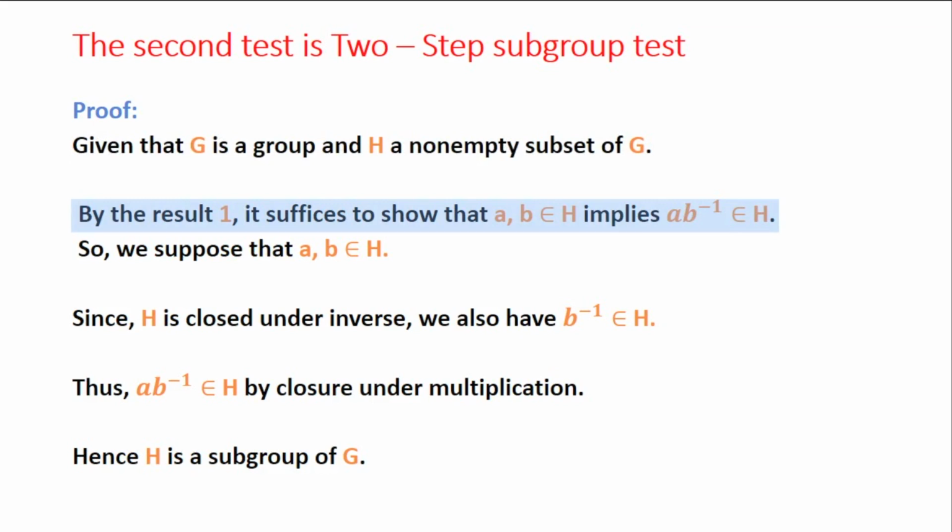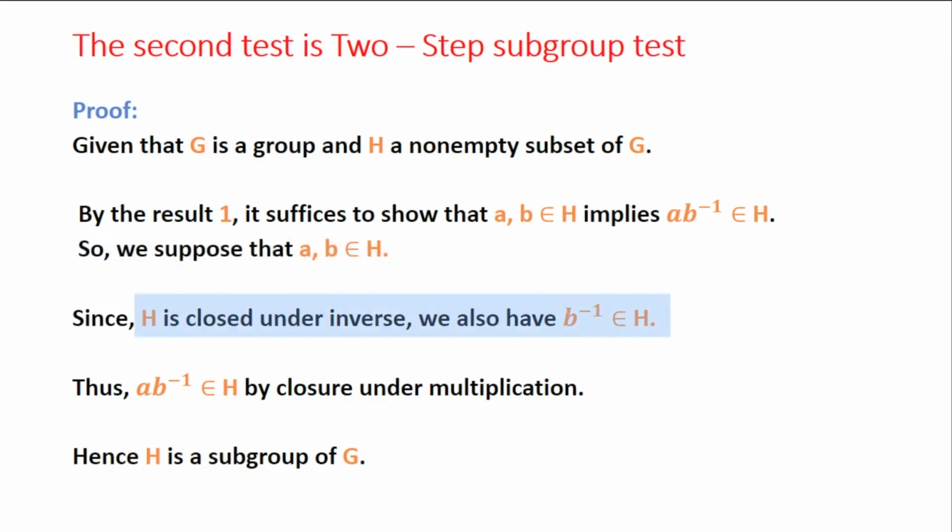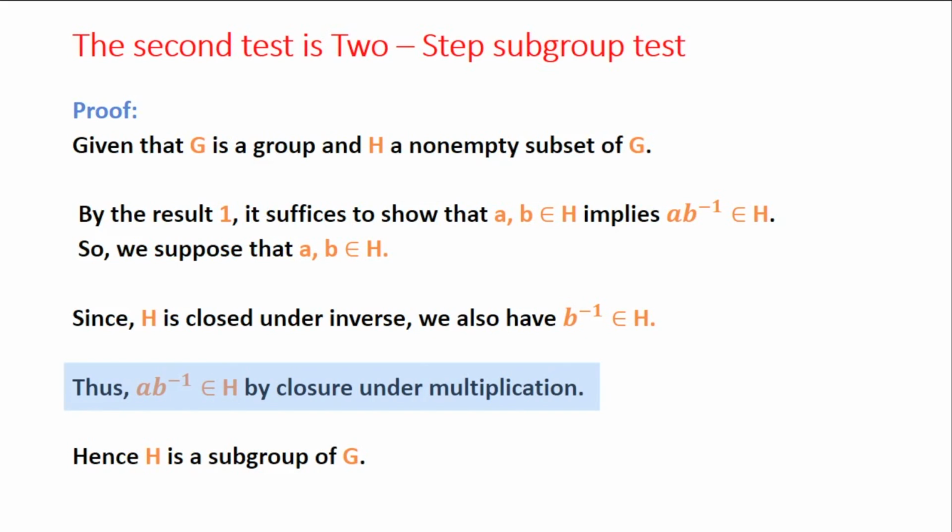We can prove it now. As given, G is a group and H a non-empty subset of G. By the result 1, it suffices to show that a, b elements of H implies ab to the power minus 1 is an element of H. So, we suppose that a, b are elements of H. Since H is closed under inverse, we also have b to the power minus 1 is an element of H. Thus, ab to the power minus 1 is an element of H by closure under multiplication. Hence, H is a subgroup of G.